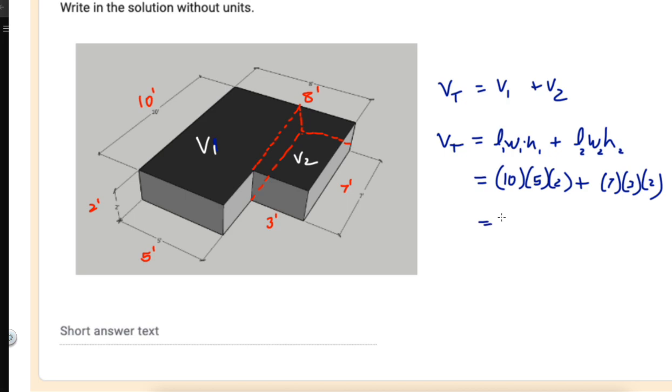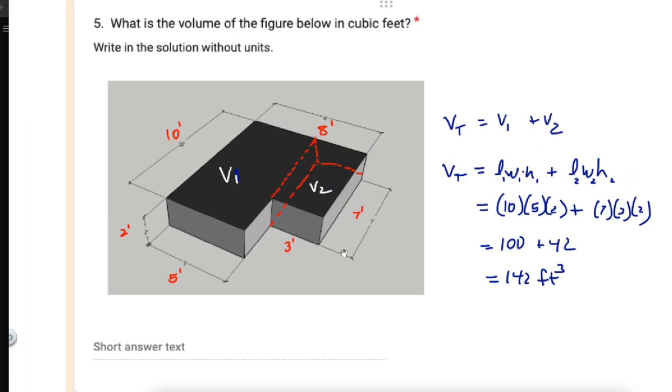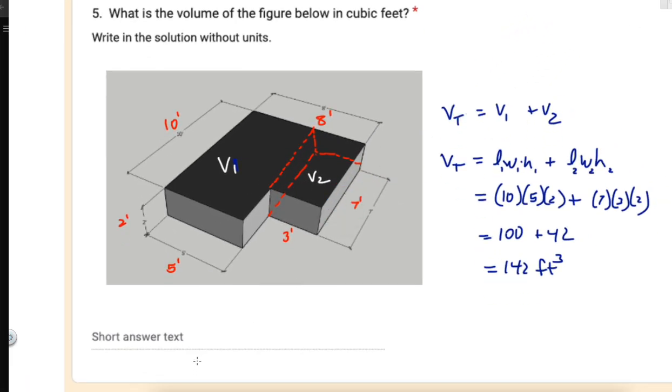This is 100. And this is 6 times 7, which is 42. So 142 cubic feet. We don't get a multiple choice, so we just have to type in 142 for that. Let's double check that. 10, 5, and 2, that's 100. 7, 3, and 2 is 42. 142 feet cubed.